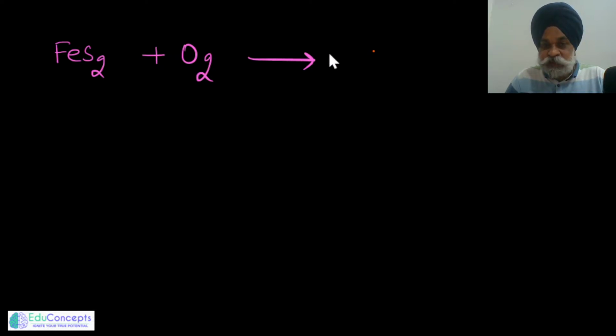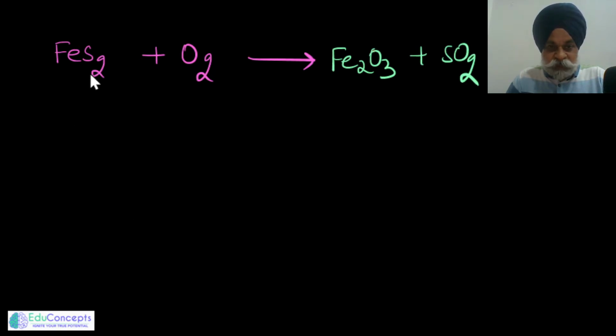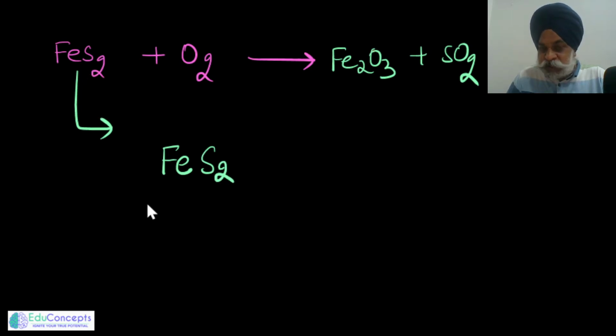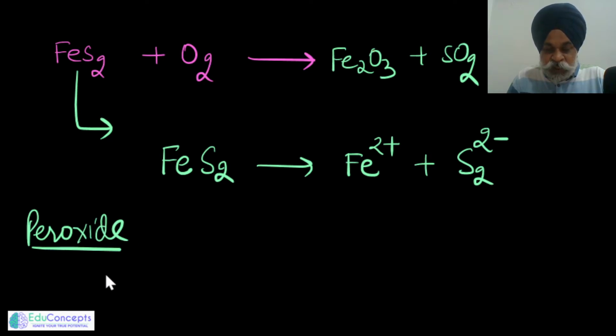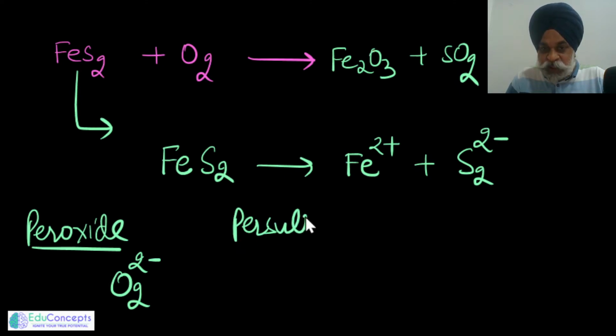As regards the reaction part, definitely we are going to get Fe2O3 plus SO2 along with it. Now before I solve this part, let me first break this out and show you the bonding aspect. At times people make a silly mistake in how to break this out. This would be broken like this: Fe2+ plus S2 2-, just like the peroxide. We used to say, a very popular word, peroxide ion as an anion. Similarly, you have a persulfide ion.